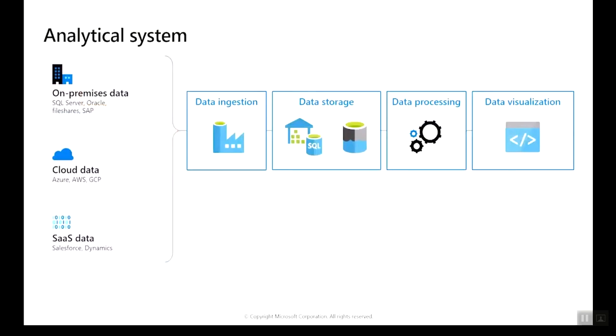Now, most analytical data processing systems need to perform quite similar tasks, such as data ingestion, data storage, data transformation, data querying, and data visualization. So this is a pipeline of services to build an analytical system. Now, data ingestion is really about capturing raw data.